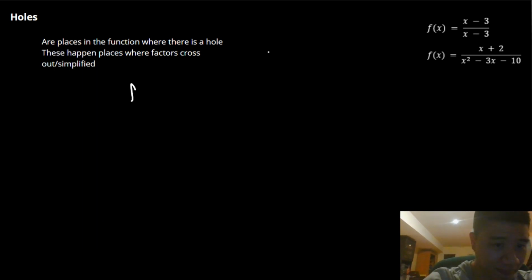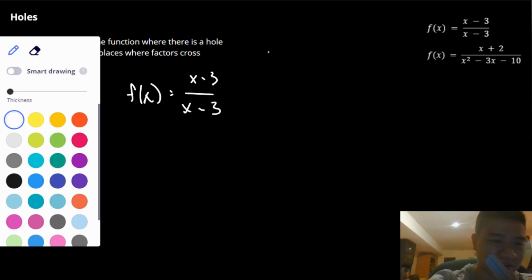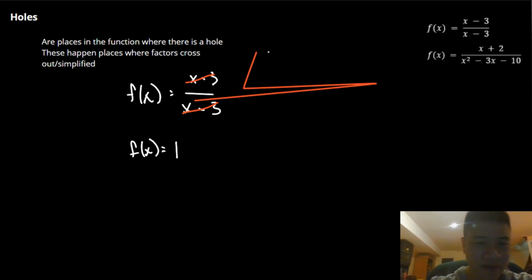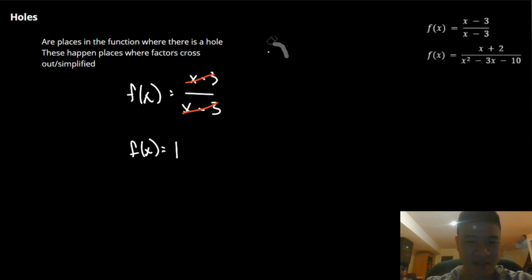f of x equals (x minus 3) over (x minus 3). If you notice, these guys at the top and bottom are the same. So we can simplify this fraction, and we'll use another color to cross these out. f of x equals 1.